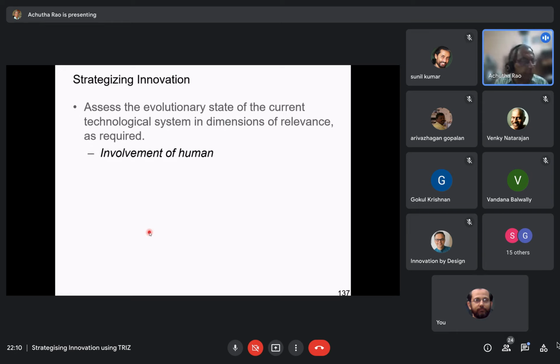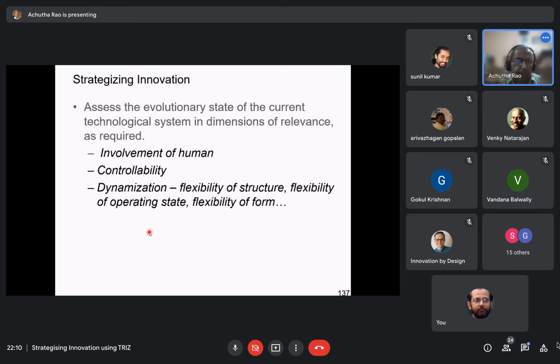So you create, maybe, human involvement: how much is the involvement of the human being. Controllability, you can also see that. Probably dynamization, flexibility of structure, flexibility of operating state and flexibility of form. All those can be the parameters which need to be mapped. And then energy path, absolutely, is a very important aspect. So like that, we can choose the most important parameters which affect my innovation strength.